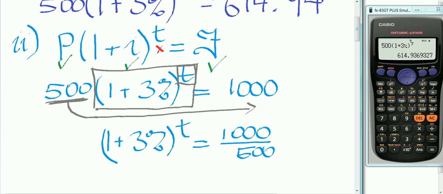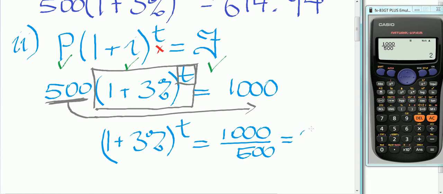Now again, if you're having trouble with fractions, just let the calculator worry about it. What do I have? 1,000 on the top. What did I do there? I pressed the fraction button. 1,000 on the top, press the down key and type in 500, and I have a 2 there.